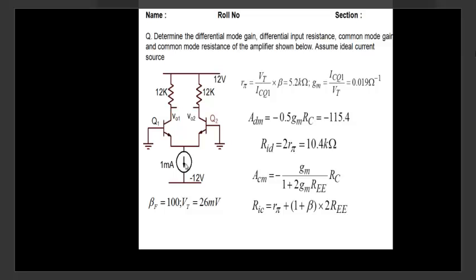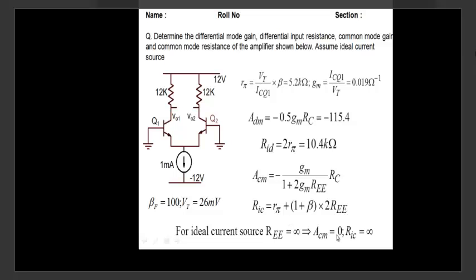And when you have an ideal current source, it's written here, assume ideal current source. So for an ideal current source, the small signal resistance is infinity. RE is infinity. So ACM goes to 0, RIC goes to infinity. So whenever you bias a differential pair with an ideal current source, your common mode gain will always be 0.